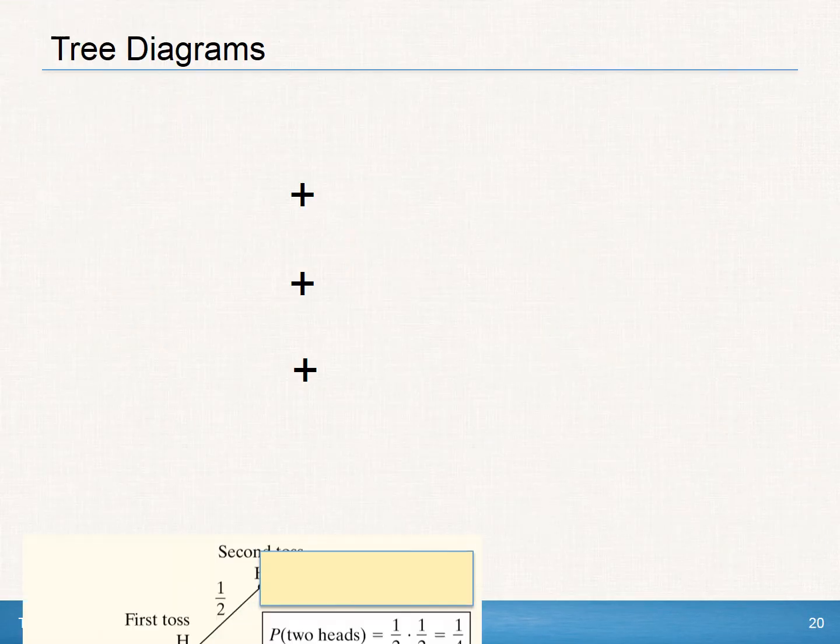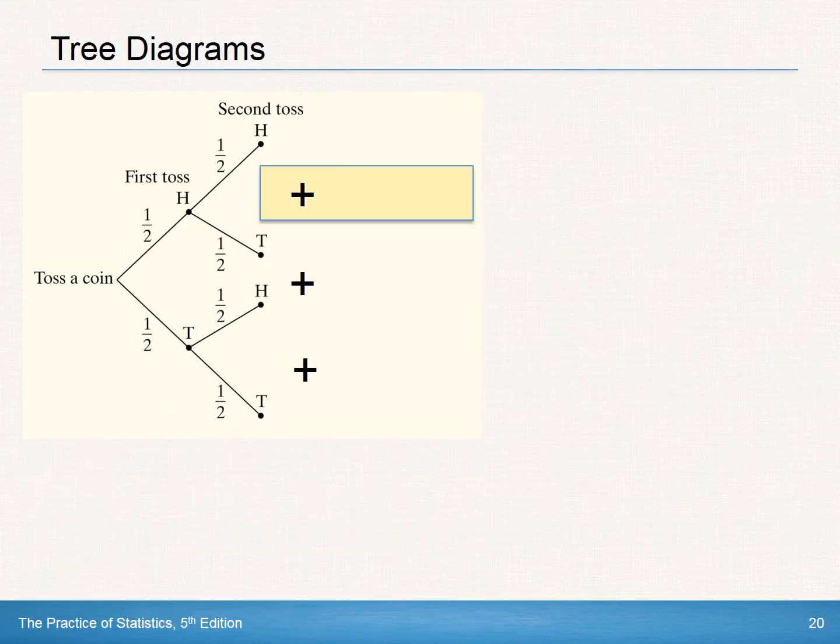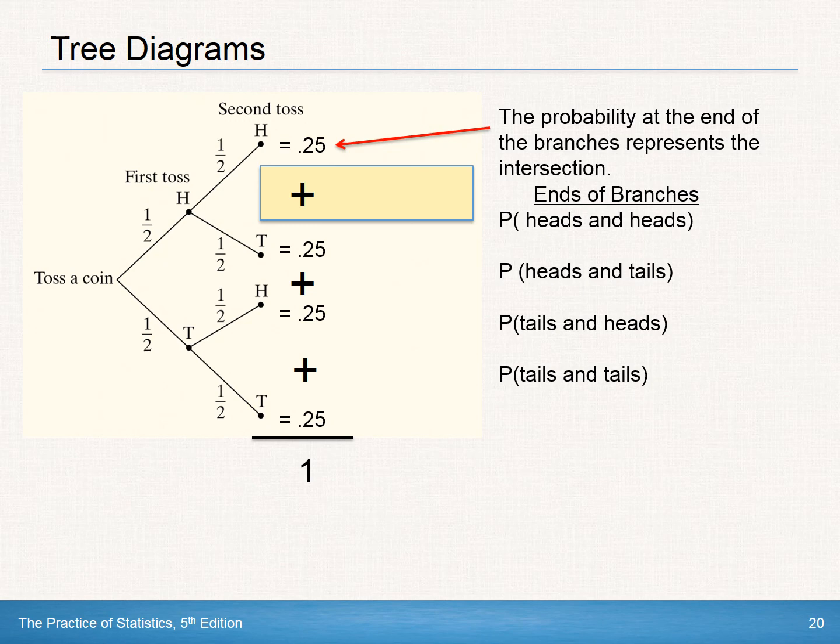About tree diagrams. Number 1, what are some properties of tree diagrams? So this is our tree diagram from tossing a coin with our first and our second toss. The first thing that you do is you draw your tree diagram, put your probabilities, multiply across to get the end of the branches. Now, what I want you to understand is the probability at the end of the branches represents your intersection. Heads and heads, heads and tails, tails and heads, tails and tails. All right. Why do I have all these plus signs here?